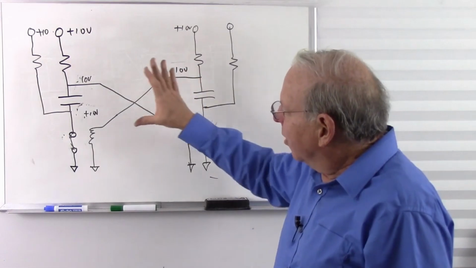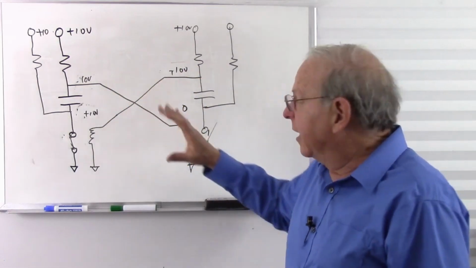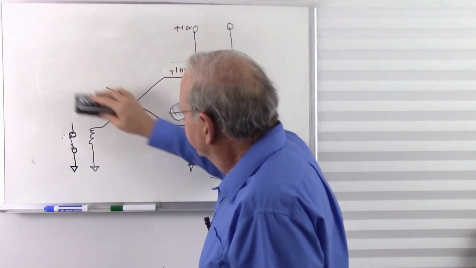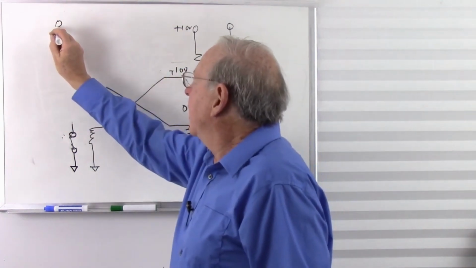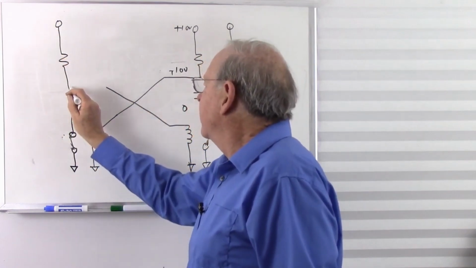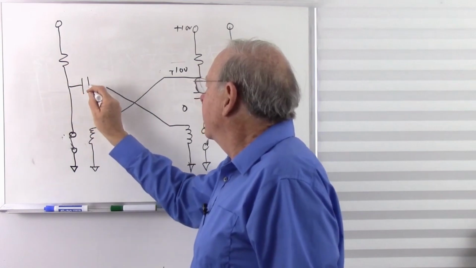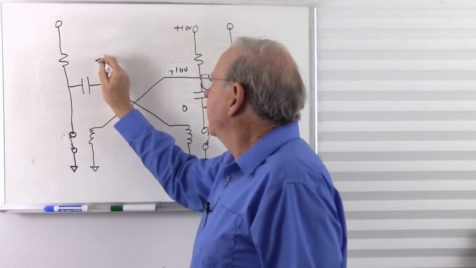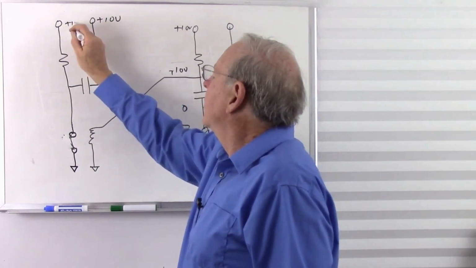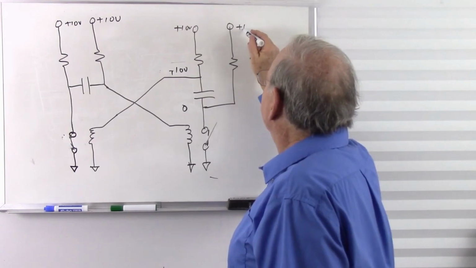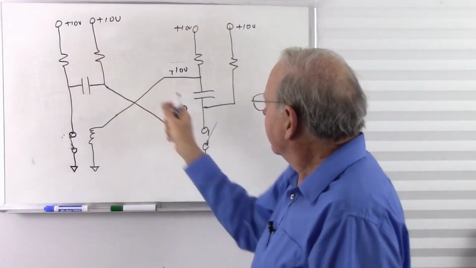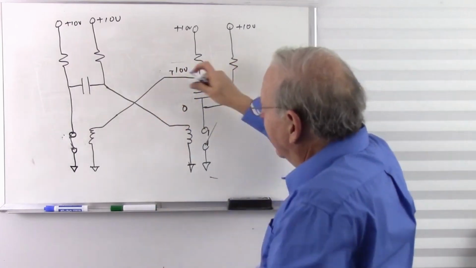Now I'm going to redraw this just a little differently to make it look more like the traditional Astable Multivibrator. It's the same exact circuit. I'm just drawing it a little differently. Don't forget we have plus 10 volts over here. Let's look at the two. They're exactly the same circuit. All I did was just kind of rotate it around a little bit.